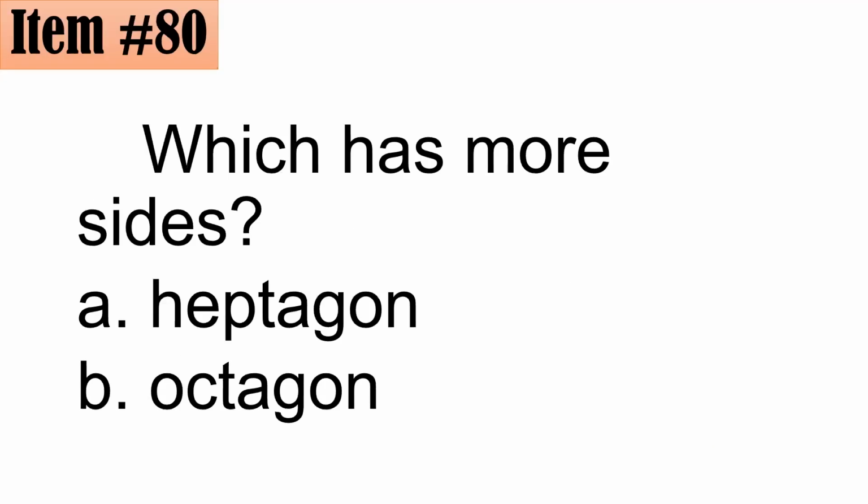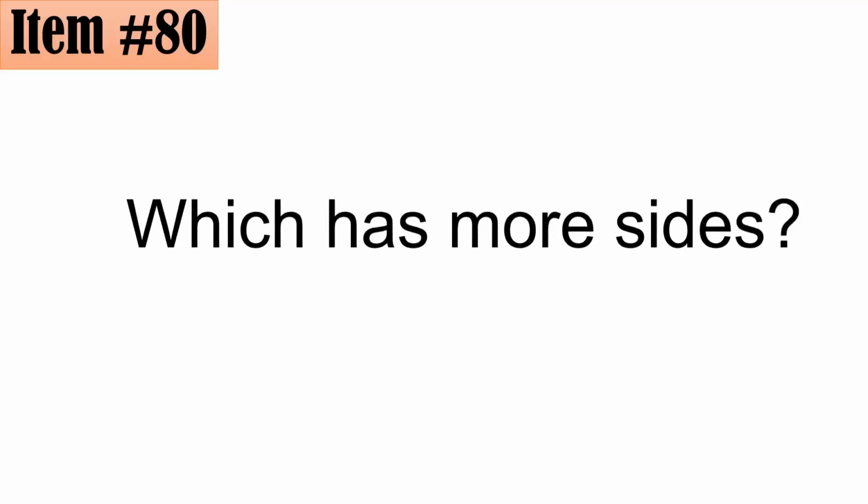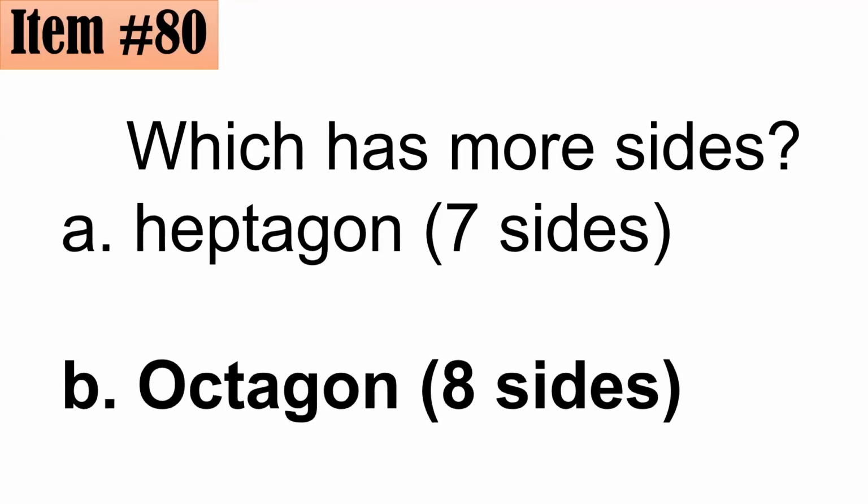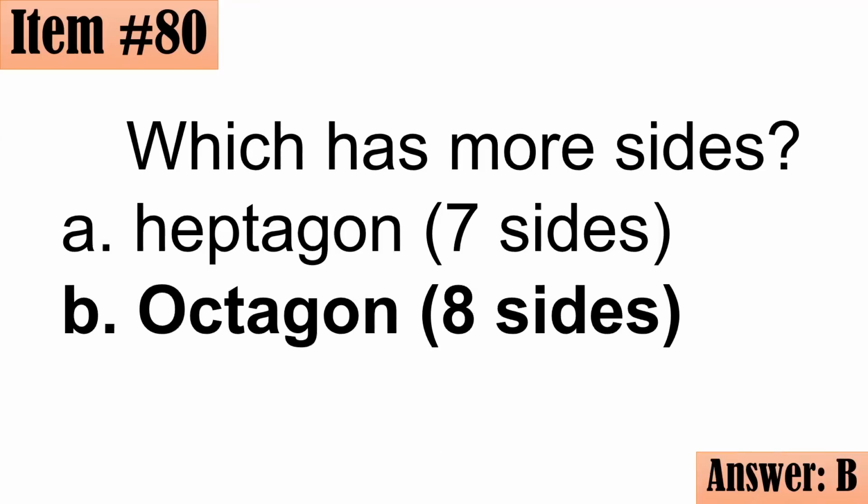80. Which has more sides? Heptagon or octagon? Okay, B. So far, napakadaming sumasagot ng B. Be happy because you are right. Dahil alam po natin na yung heptagon ay merong 7 sides at yung octagon naman po ay merong 8 sides. So, octagon has more sides than heptagon. Letter B.